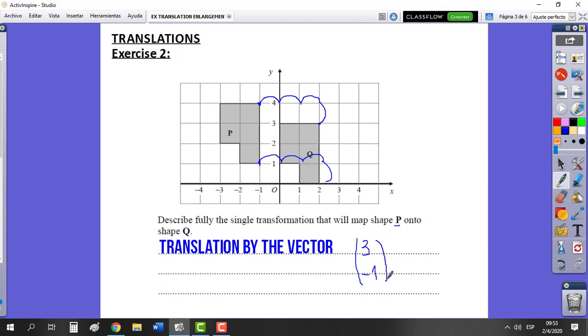And that's pretty much all of the exercises that you will have as regards translations.